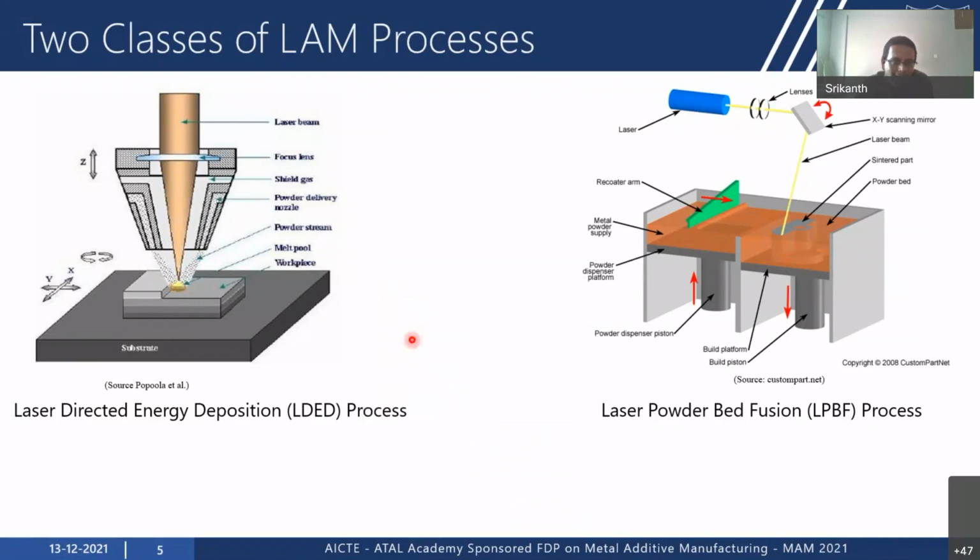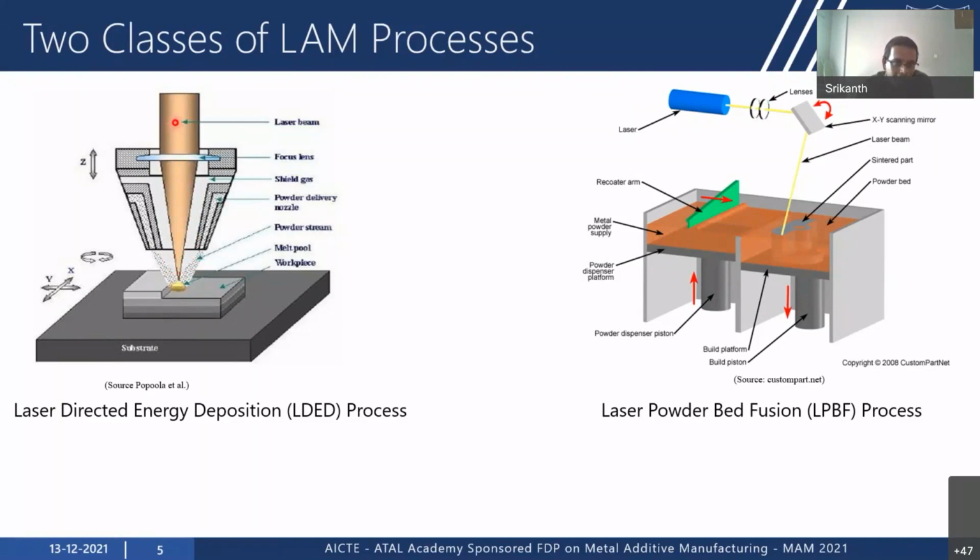Streams of metallic powder are simultaneously injected through nozzles into the molten pool that is created by the laser beam, and as the table beneath the substrate is traversed in the X and Y direction, or by moving the deposit head in the X and Y direction, we deposit one layer of material. To deposit the next layer of material, the focusing lens assembly and the laser are incremented in the positive Z direction. So in this way, the part is built line by line and layer by layer.